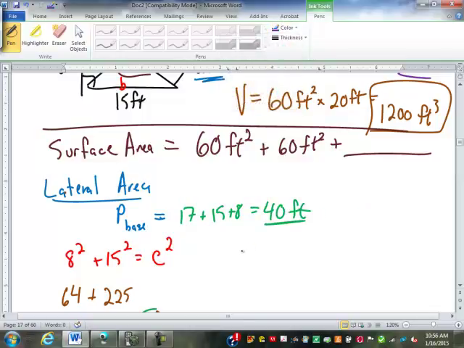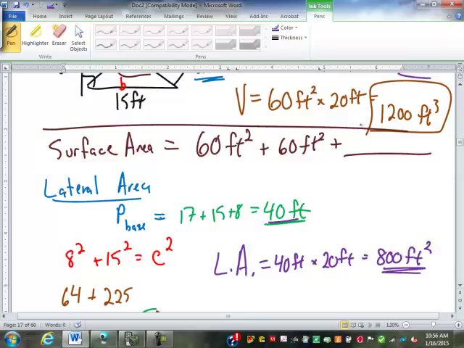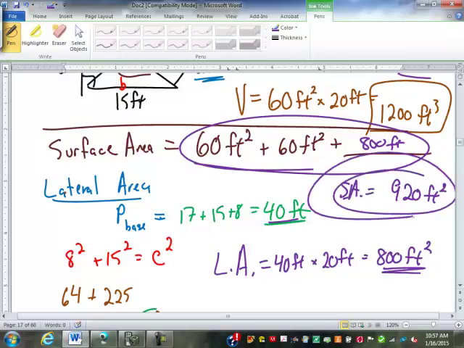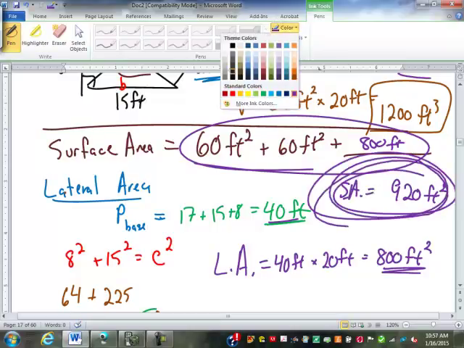Now what? Lateral area is that perimeter of the base, 40 feet, times the height, which was 20 feet, otherwise known as 800 square feet. So add that to our bases, we get 920 square feet is the total surface area. Does that make sense?